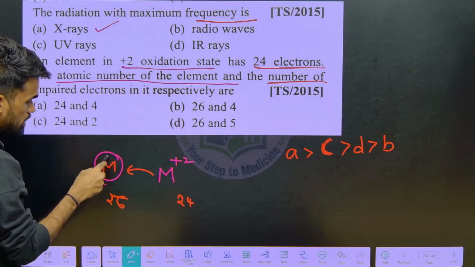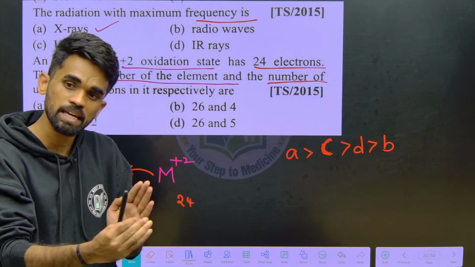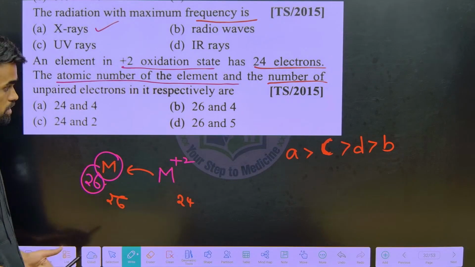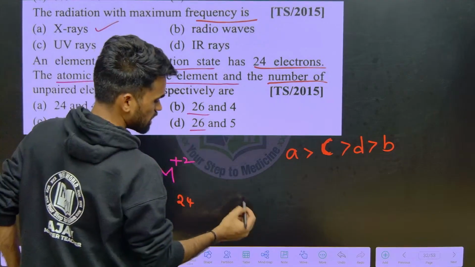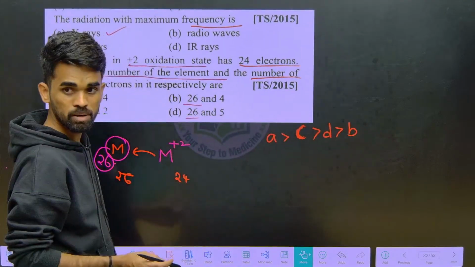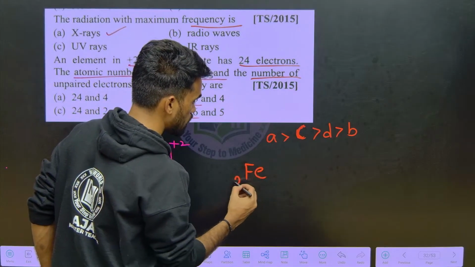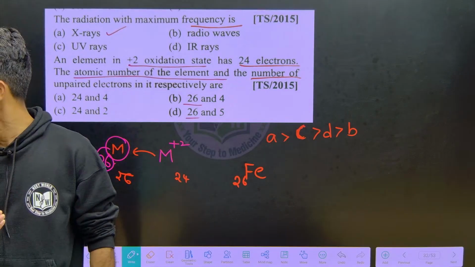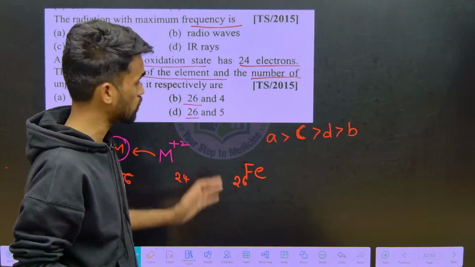So in atomic state we know its atomic number is equal to the number of protons, or I can also say the number of electrons. So its atomic number is how much now? 26. So 26 is there here, 2 options. For 26, what is the element with atomic number 26? Iron. So I told you in the first class itself, try to learn the first 30 elements. If you know, just revise them, then you can get more confident over questions.